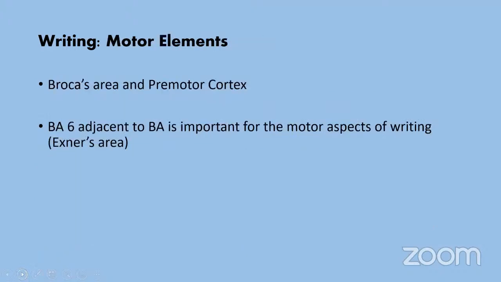The motor elements are Broca's area and premotor cortex. Brodmann's area 6 is adjacent to Brodmann's area 4, is important for the motor aspects of writing, and it's called Exner's area. So BA 6 is called Exner's area, which is adjacent to Brodmann's area 4, and it's important. The Brodmann's area 44, sorry.